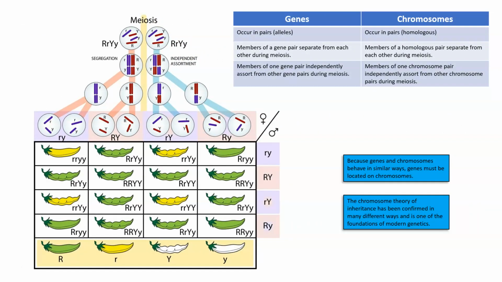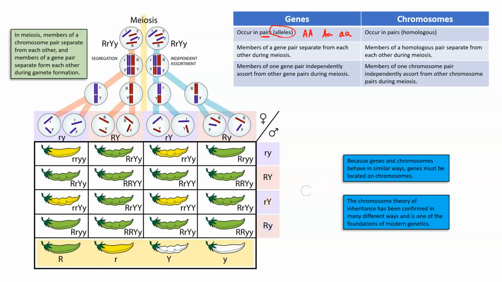So, in order for us to understand how genes and chromosomes work, first we need to understand some information about genes and chromosomes. If we look at this table, genes occur in pairs. We've already established that organisms contain alleles, and by alleles I mean the actual physical letters like big A, little a, or little a, little a. These are individual alleles, and they are contained in pairs.